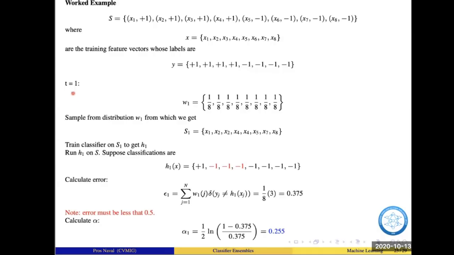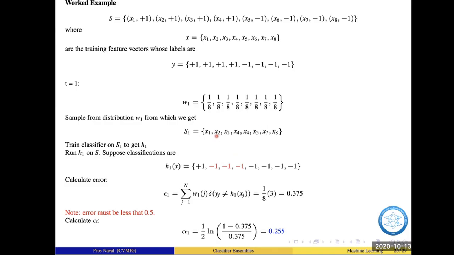Now, step 1, t equals 1. W1 is, how many points do we have here? 8. Therefore, we have 1/8 for each of these elements of your vector, because we have a uniform distribution. This basically says that we will sample using this distribution. We sample from distribution W1, from which we get the following: x1, x2, x2, x4, x4, x5, x7, x8.